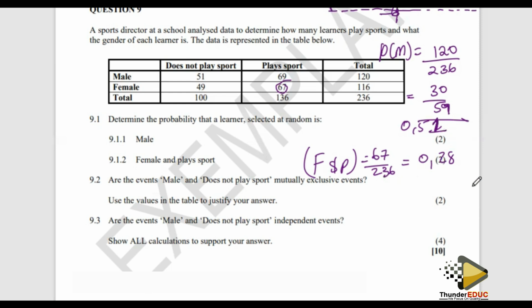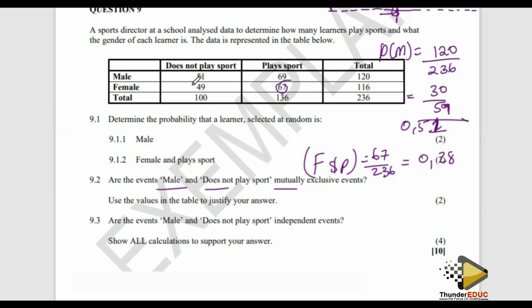Okay, so 9.2, are the events male and does not play sport mutually exclusive? Mutually exclusive simply means events that cannot happen at the same time. But the question is asking, is it possible for someone to be male and not play sport? We have people that are male and they're not playing sport. So it's possible.